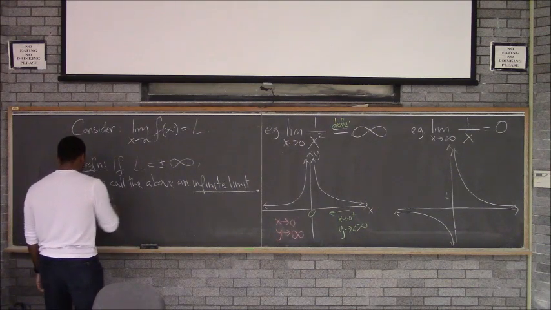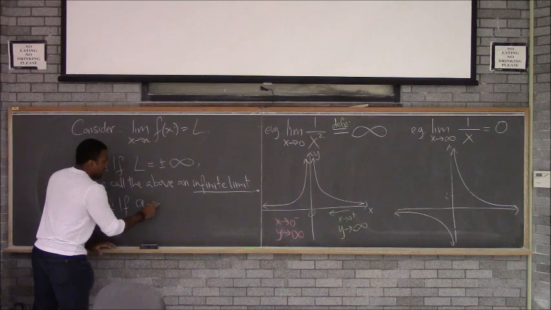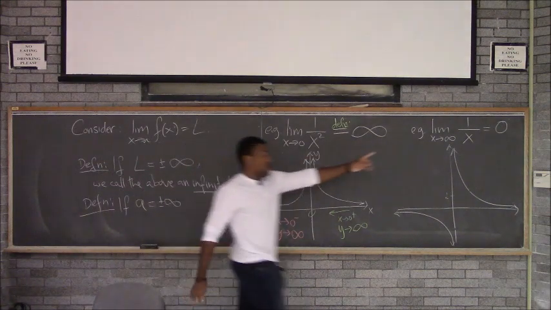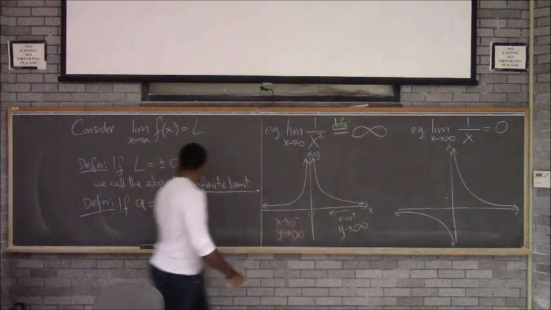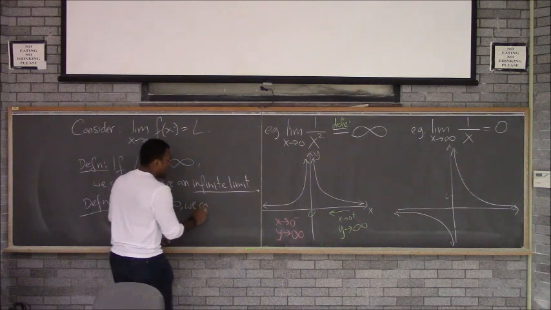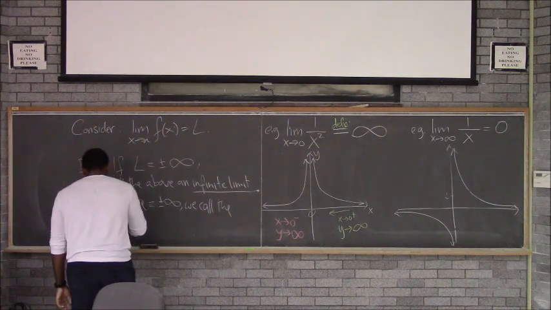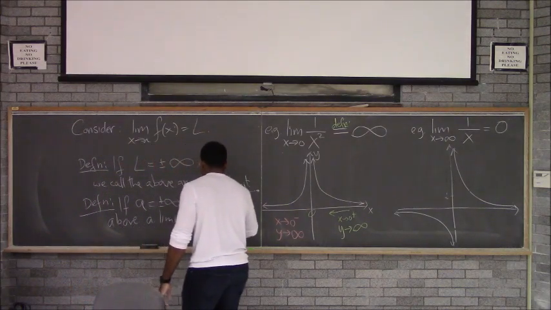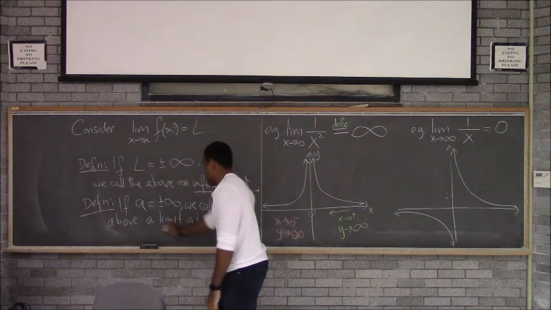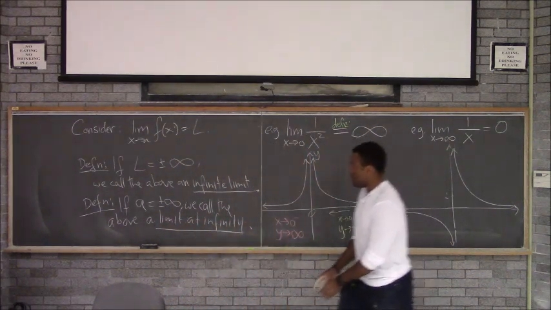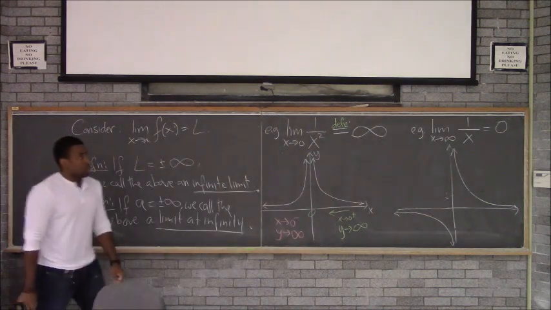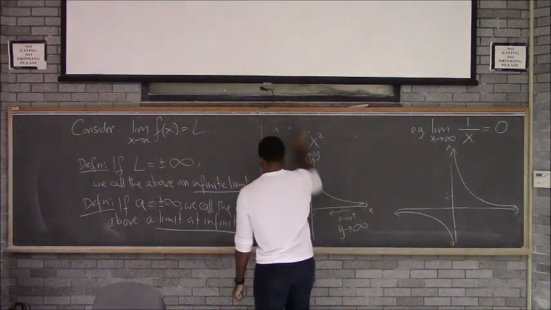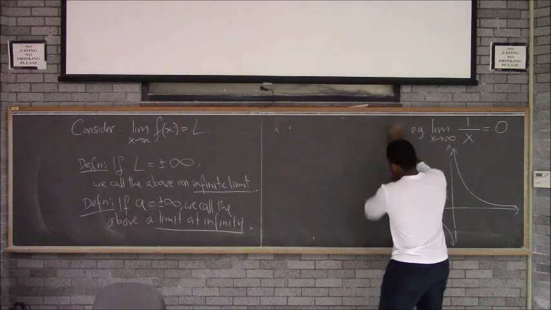Definition. If your a is plus or minus infinity, as it was in this situation, we call the above a limit at infinity. So this is a limit at infinity. This is an infinite limit, that's a limit at infinity.